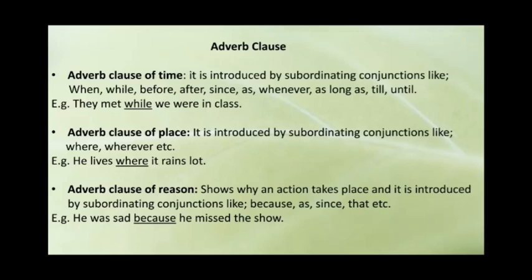Next one is adverb clause of reason. It shows why an action takes place, and it is introduced by subordinating conjunctions like because, as, since, that, etc. For example, he was sad because he missed the show. Now in this, because is giving out the reason. Why was he sad? Because he missed the show.